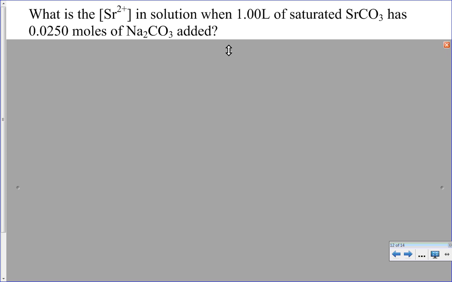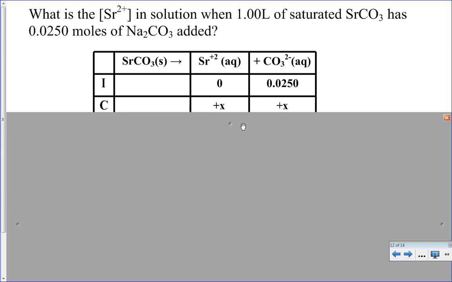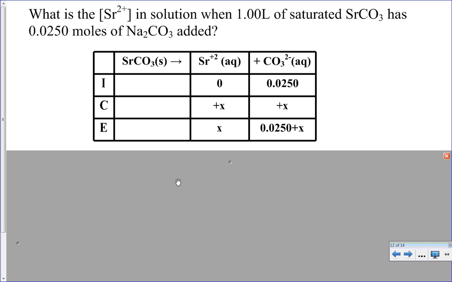This one, by approaching it this way, is easier mathematically than if we were to put concentrations in everywhere for the initial state and then change it and make it shift backwards. So the method works no matter what. That initially I take my 0.025 moles per 1 liter, and that gives me a 0.025 molar concentration. And I pretend that it's before I add the solid strontium carbonate, so my strontium ion is 0.